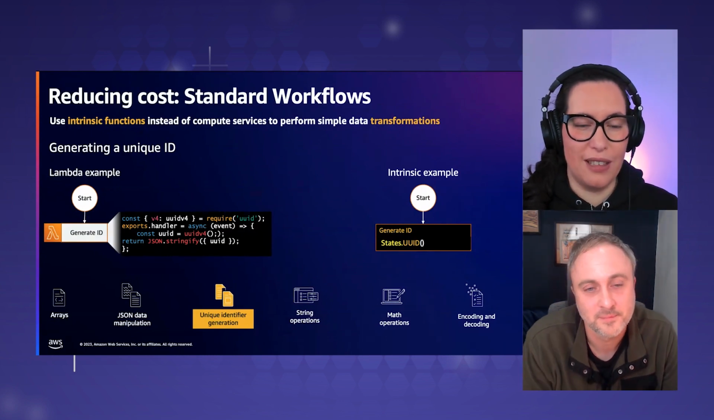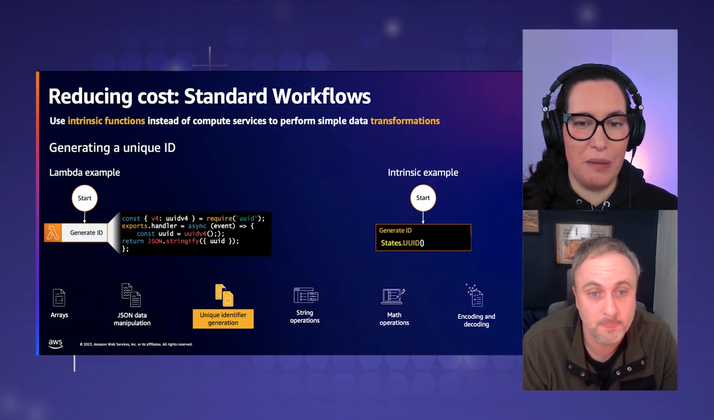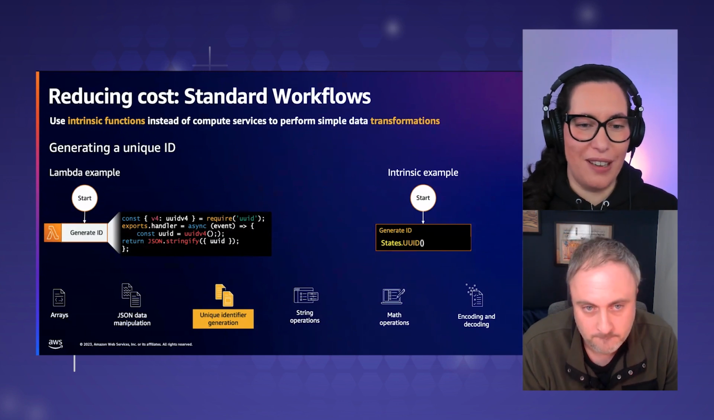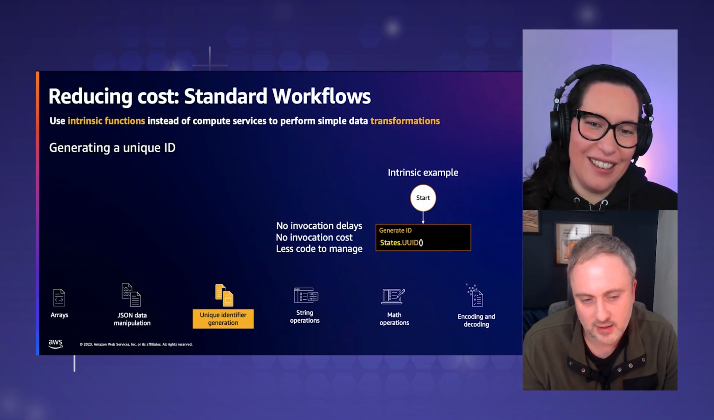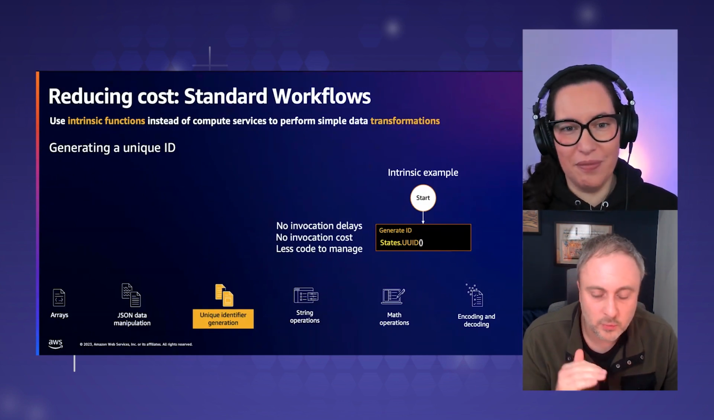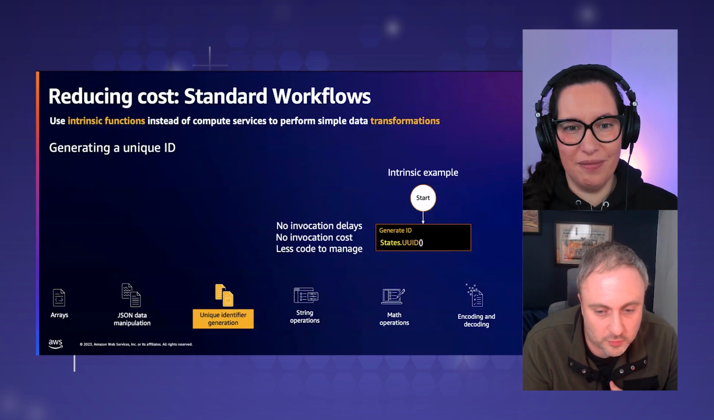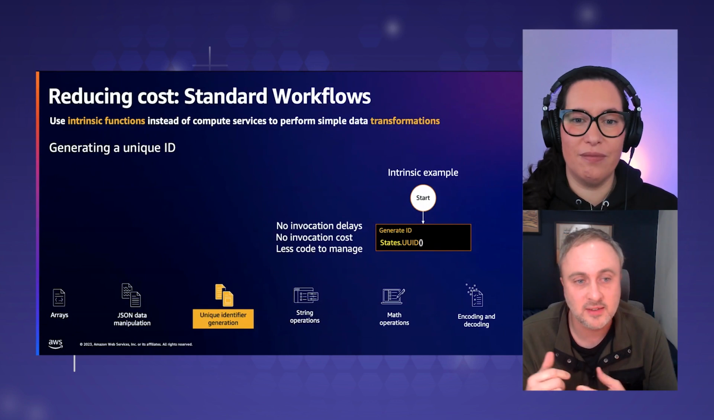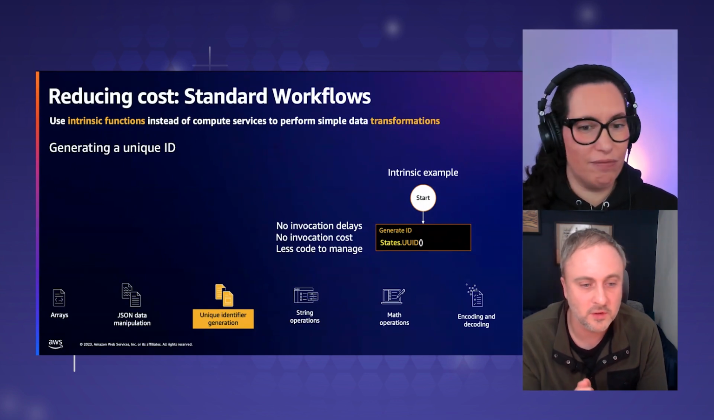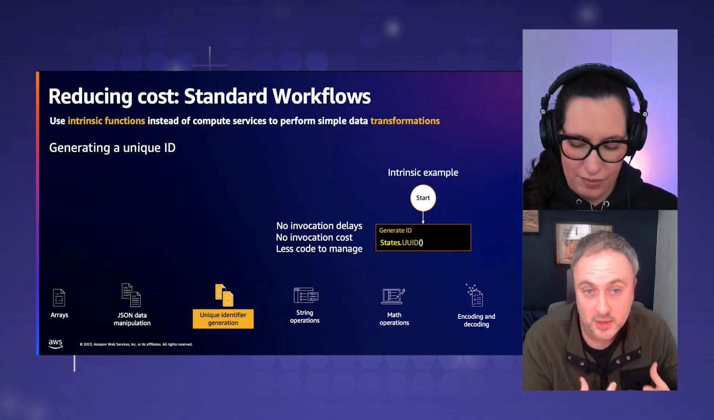When you are putting things into Dynamo and you want to make a new item, and you want to have the primary key to be unique, that's the way to go. Exactly. Yeah. And why do that? Well, there's no cost of invoking Lambda. That's the first thing. But also there's less code to manage. There's less delay because there's no cold start or no call out to another service. It's all built into Step Functions.